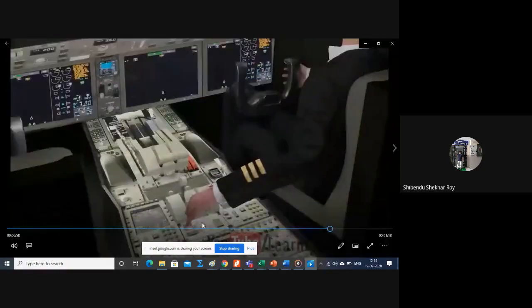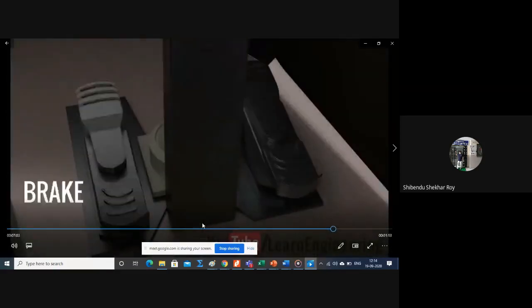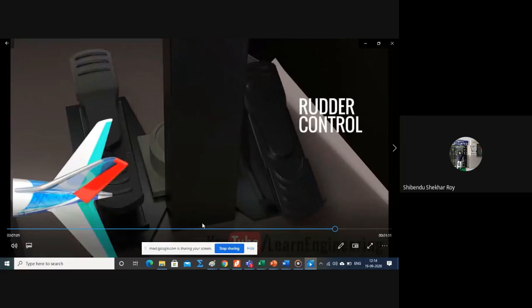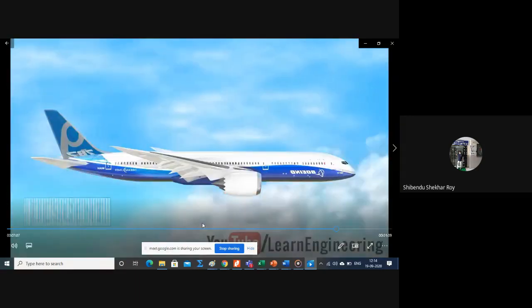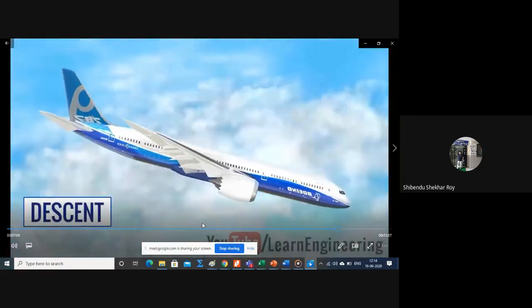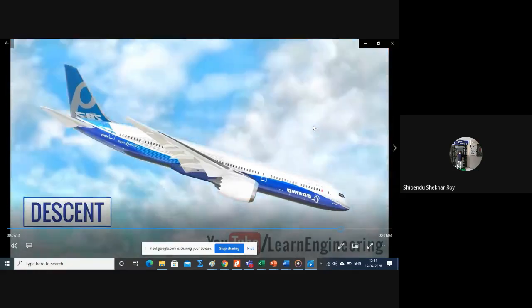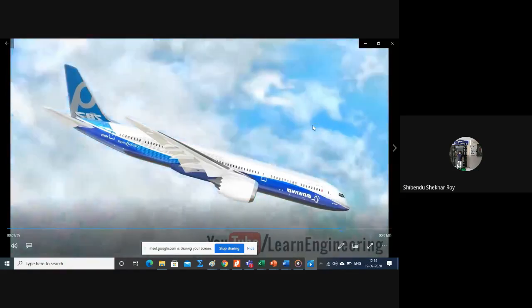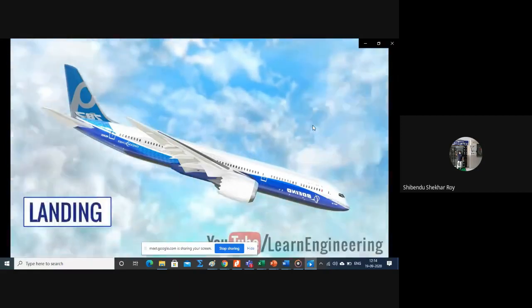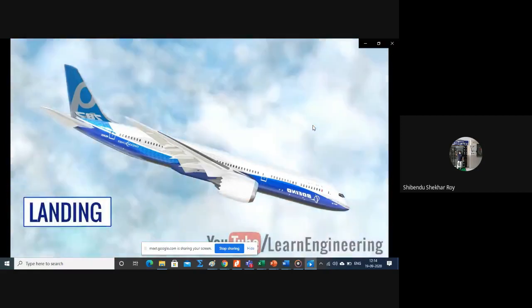See the mechanism inside, below that, the whole thing is full of mechanism. Here is the input motion, the signal will go. The rudder control and the wing flap control, everything is controlled from the cockpit. It is a mechanism-driven or wire-driven mechanism. Still today it is using that.